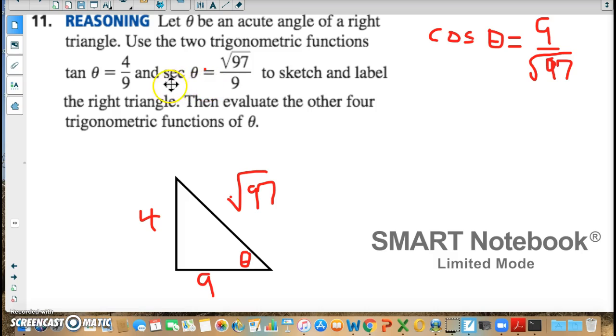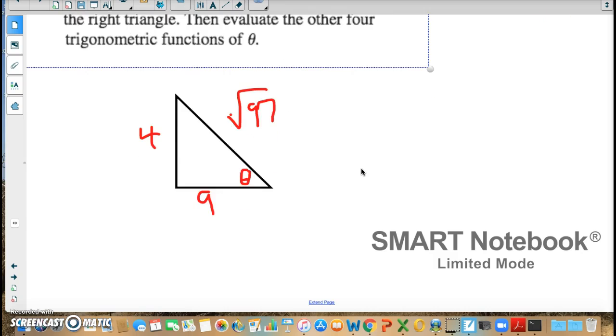Secant, remember, is the reciprocal of cosine. Okay, so that would be adjacent over hypotenuse. 9 over 97. See? I took the reciprocal, and I realized this is the adjacent, that's the hypotenuse. Now you could have really done this with just knowing tangent, because you could have used the Pythagorean theorem. And now evaluate the 4 other trig functions.